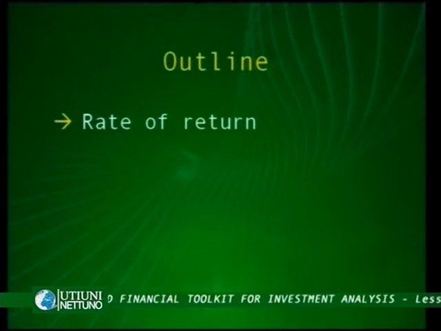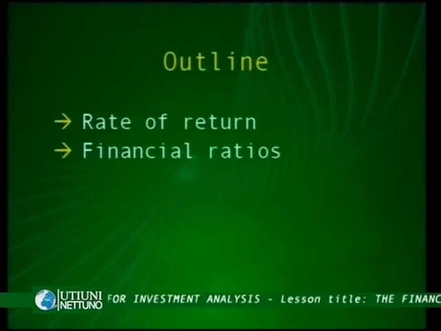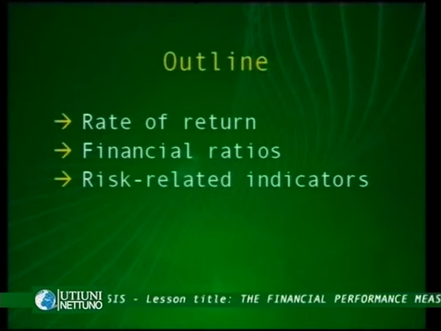They are different from dynamic indicators, which we'll analyze in the following classes, because dynamic indicators evaluate a project on the basis of the whole life of the project, differently from static indicators, which refer to a specific moment in time. In this class, we'll see that there are 3 types of static indicators: rate of return, financial ratios, and risk-related indicators.